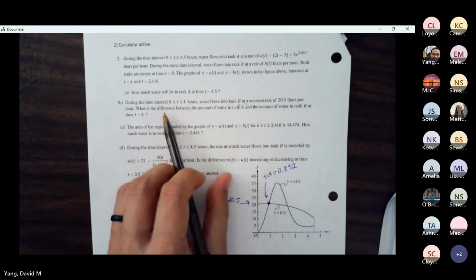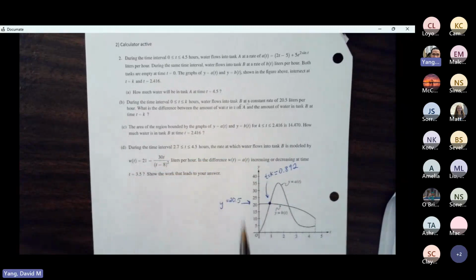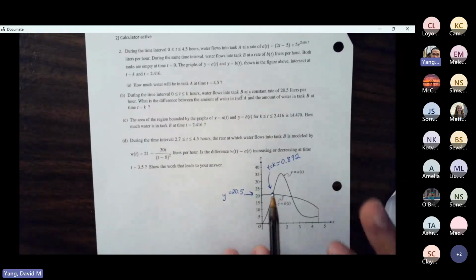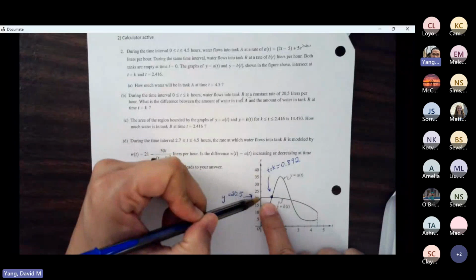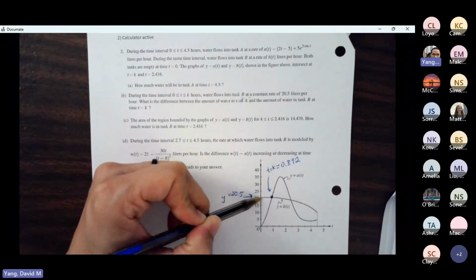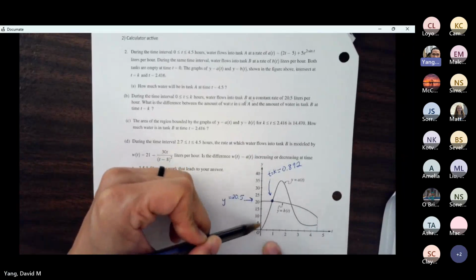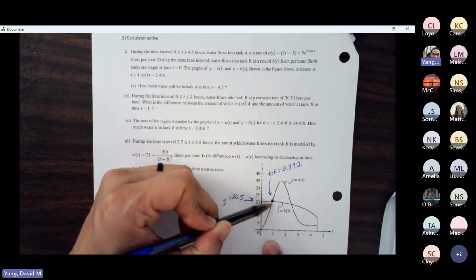Okay, so what's the difference between the amount of water in tank A and the amount of water in tank B? So why don't we figure out how much water is in tank A and figure out how much water is in tank B, and then we can just subtract it. Now this is a rate, so we know that tank B is going to have more water going into its tank at a higher rate than the rate at which A of t is rising. The rate at which water is entering its tank is rising, but it's definitely going to be less.